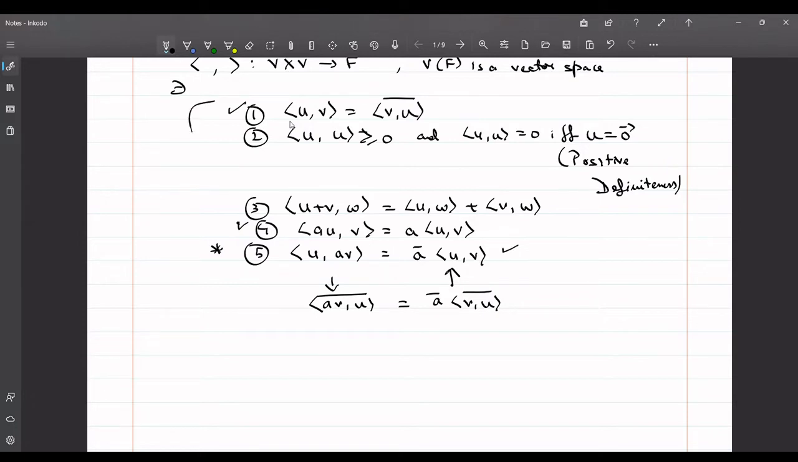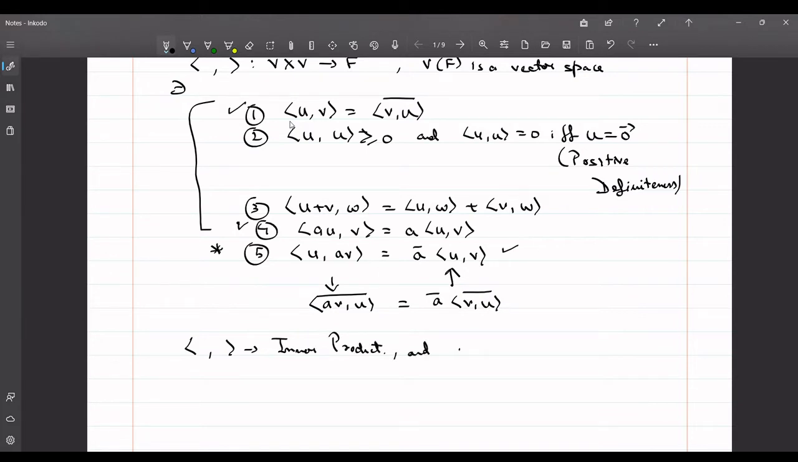So these four conditions are what a certain function from V cross V to F must follow. Then the function is called an inner product.